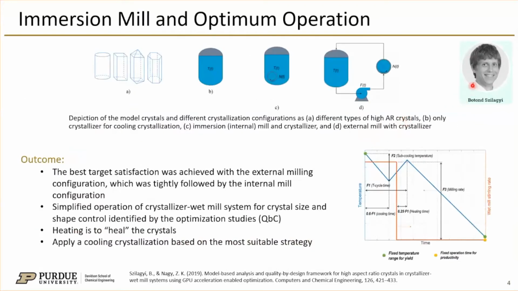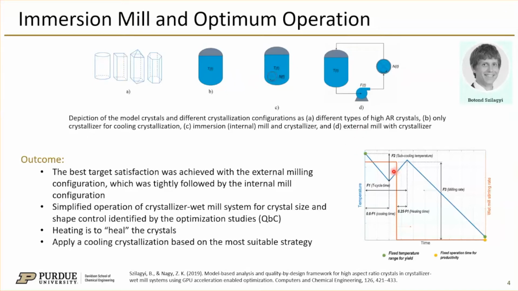Luckily, our postdoc Botond had already published a detailed work on the optimum operation of wet mill integrated cooling crystallization processes last year. In this work, he worked on 3 different configurations, as shown here: only crystallizer, internal or immersion wet mill and crystallizer, and the crystallizer with external wet mill. The results of this model-based work demonstrated that the best target satisfaction was achieved by the external milling configuration, which was tightly followed by the internal mill configuration.